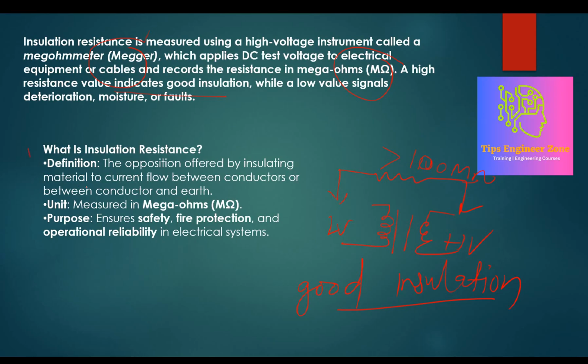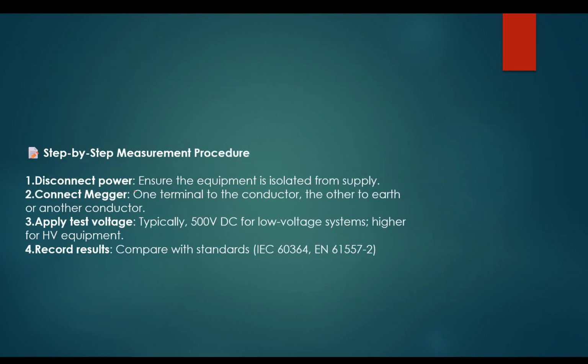So what is insulation resistance? The opposition offered by insulating materials to current flow between conductors, or between conductor and earth. This unit is measured in megaohms, and the purpose is to ensure safety, fire protection and operational reliability in electrical systems. Now the step-by-step measurement procedure.